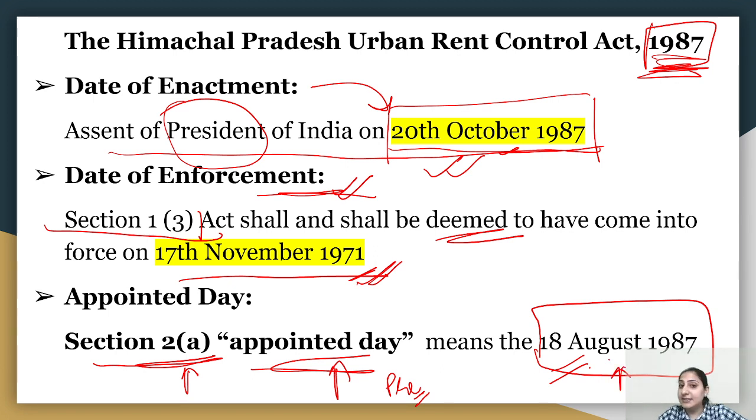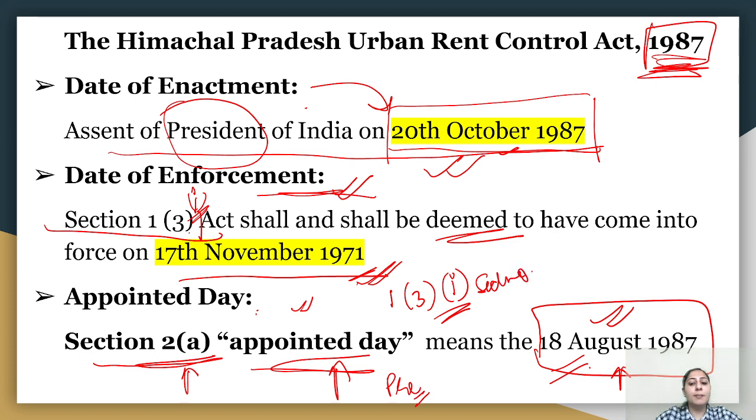And what is the date? 18th August 1987. If we want to know its significance, you could refer to Section 1 Subsection 3 Clause (i). Clause (i) tells you which sections come into force on this particular date of the appointed day. So any one of you who is a practicing advocate, if you ever get a rent related matter from Himachal Pradesh, there you should know the difference between the date of enactment and the appointed day with respect to this Act. Reason being, for all the sections provided in Section 1 Subsection 3 Clause 1, the appointed day is counted.